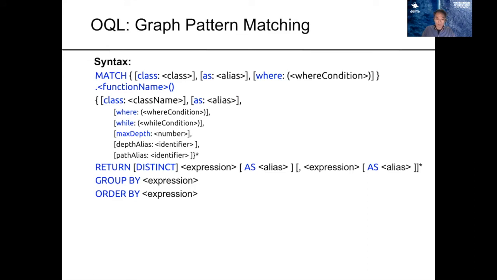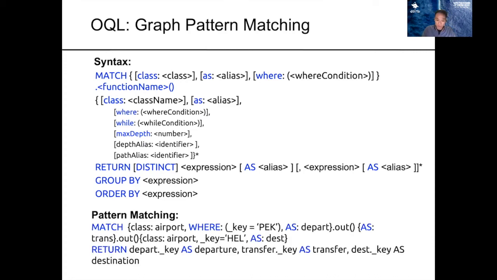Okay, the syntax for graph pattern matching includes four clauses. The first is the match clause, including the edge pattern connecting with the function name. After that, we can specify some conditions on the function, such as the where condition, the while condition, and the max steps condition. And then we can return the result, followed by the group expression and the order by expression.